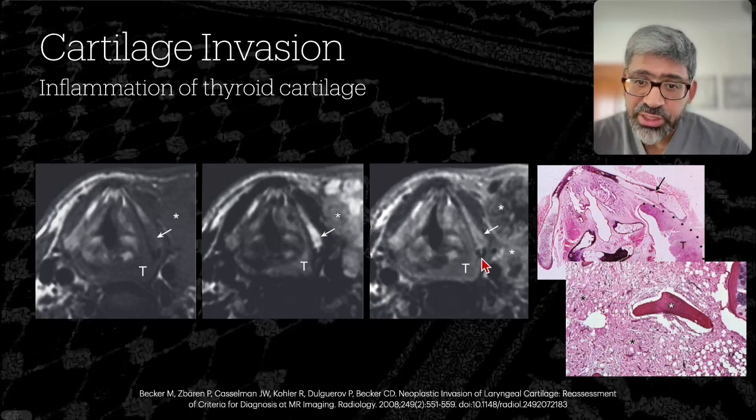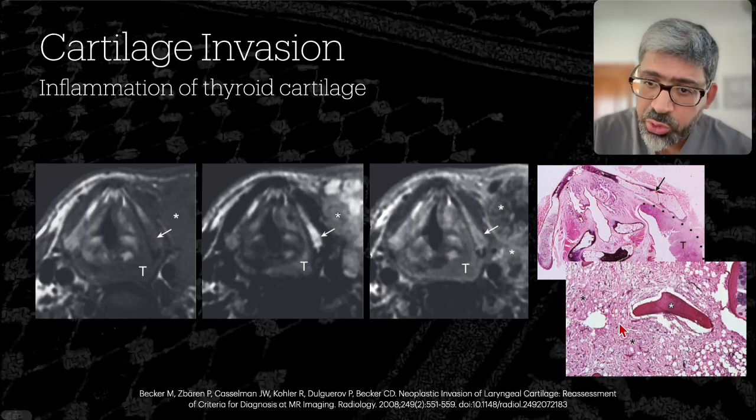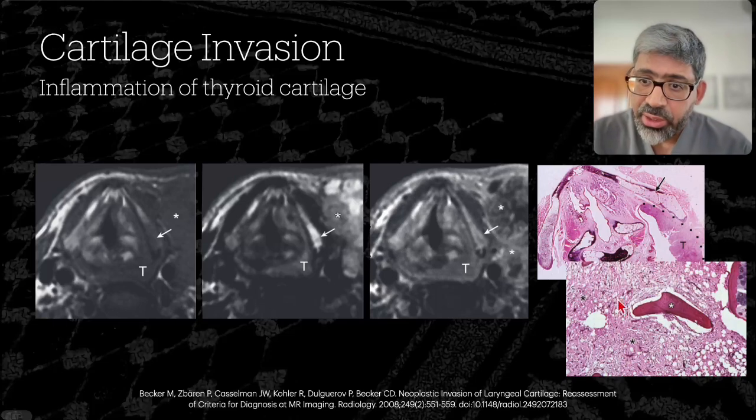And on post-contrast imaging, this component within the thyroid cartilage also shows intense contrast enhancement compared to the remainder of the tumor. So this is an inflammatory process within the left thyroid cartilage lamina rather than true tumor involvement. And this also is proven by pathology.